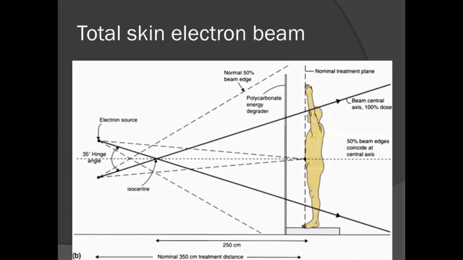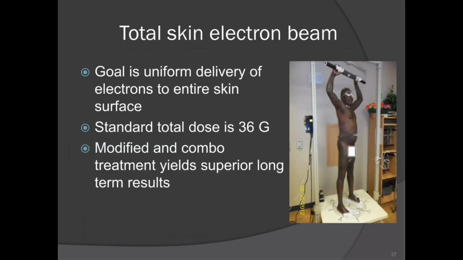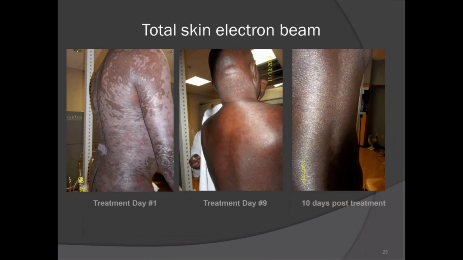Total skin electron beam therapy is a way of providing radiation to the entire skin surface. And this can be done via the rotational method, which is illustrated here, or by assuming a series of standardized poses. But the goal here is to provide uniform delivery of radiation to the entire skin surface. And lately, we've been finding that this can be used in a more limited overall dose than was given historically, and therefore you can avoid some of the long-term side effects of radiation, as well as be able to redose someone in the future if they need it.